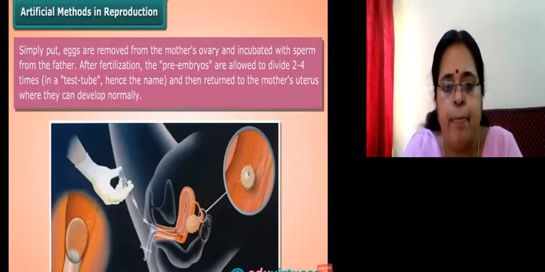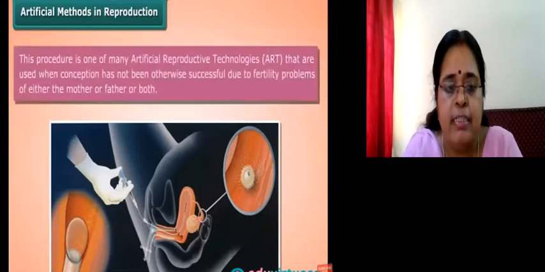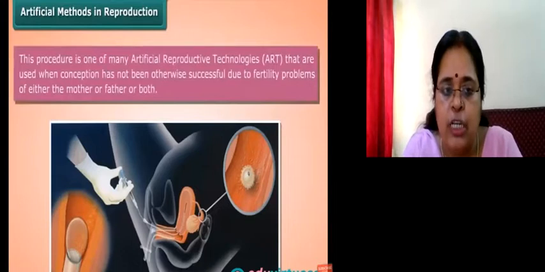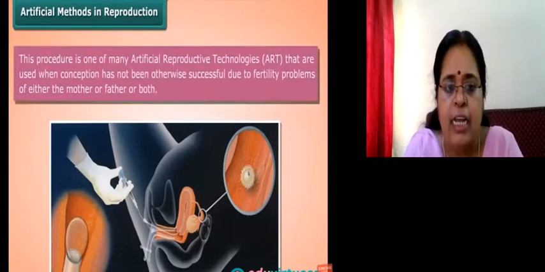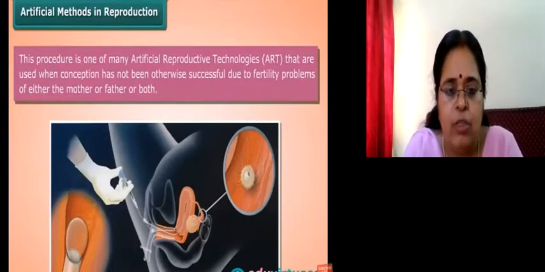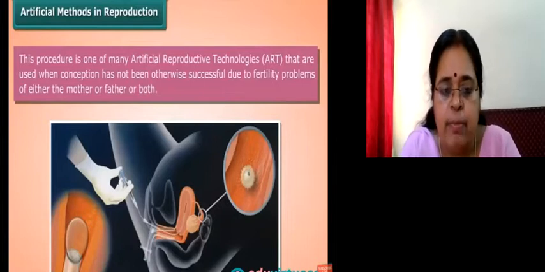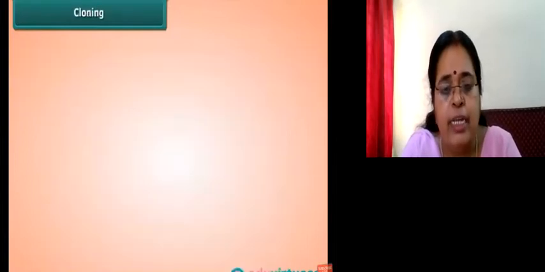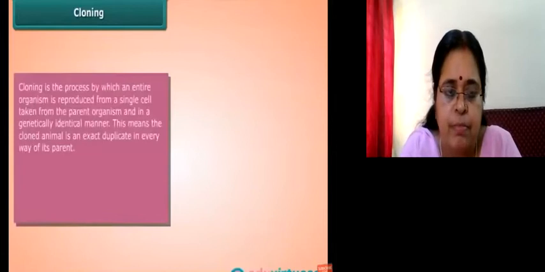This is usually done for those mothers in whose cases the fallopian tubes or the oviducts are not functioning properly. So these are artificial reproductive technologies and are used when conception or reproduction is not possible due to certain problems, either in the father's case or in the mother's case or in both cases. So this is an artificial method of reproduction and it is called in vitro fertilization.